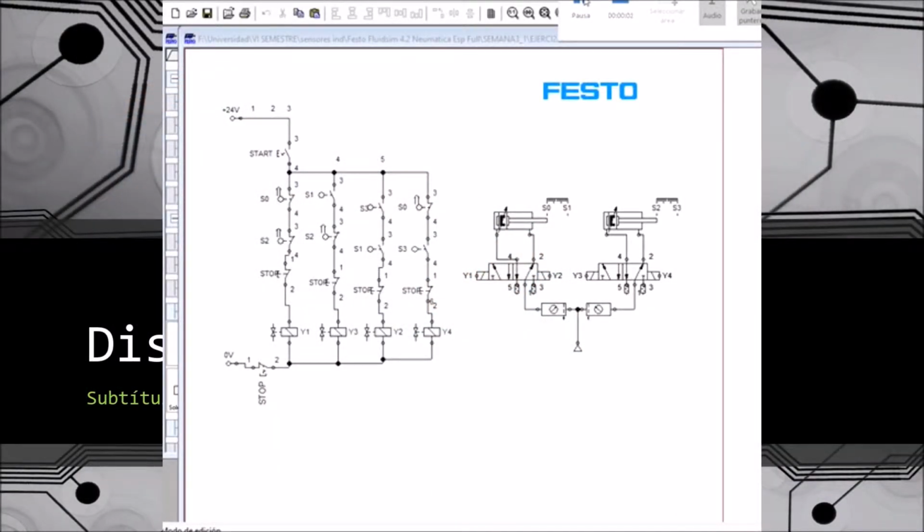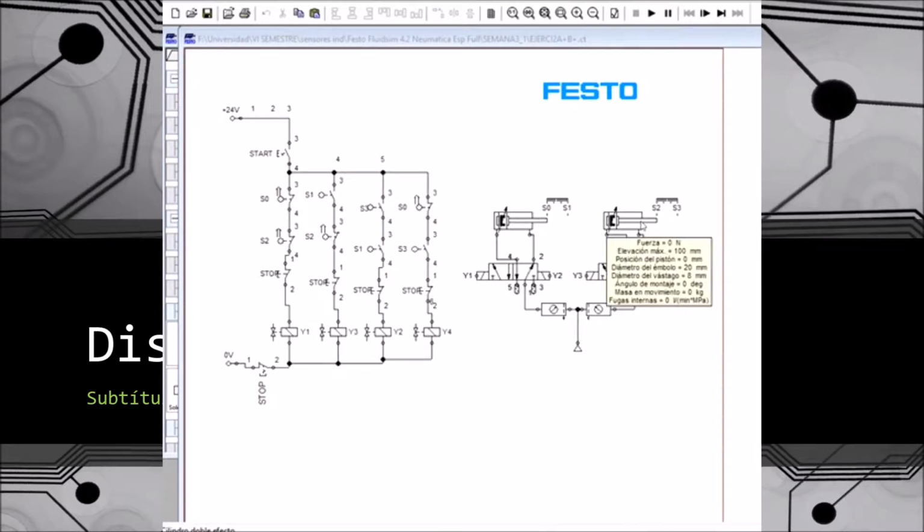Hi, in the second part of the laboratory, the third week, we have two 5-way valves. They control two cylinders of two positions. This is the control circuit, made up of two switches, one emergency stop, and one solenoid for every line.